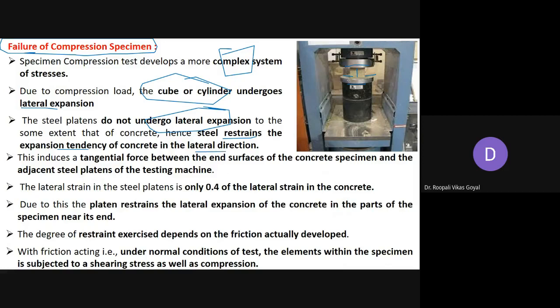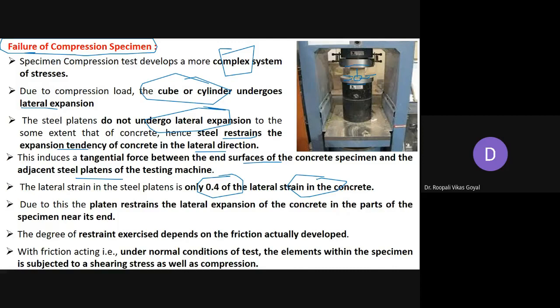So it will try to restrain it so that it does not laterally expand quickly. Okay, so it will induce a tangential force between the end surface of the concrete specimen and the adjacent steel platens of the testing machine. So some tangential forces will be developed between this specimen and these steel platens. And generally the lateral strain in the steel platens is only 0.4 of the lateral strain in concrete. So it will try to restrain the lateral expansion of your particular specimen.